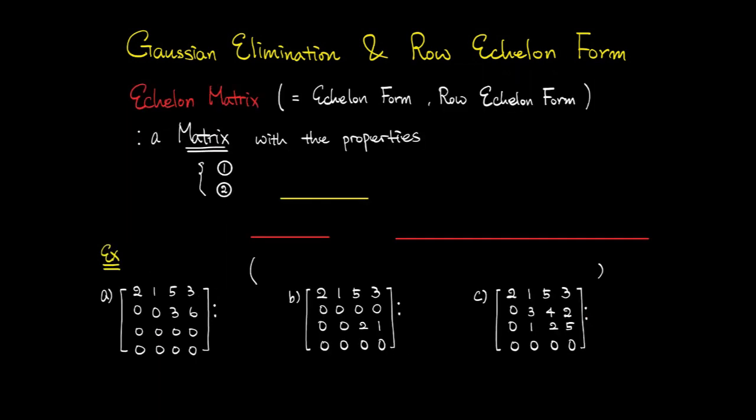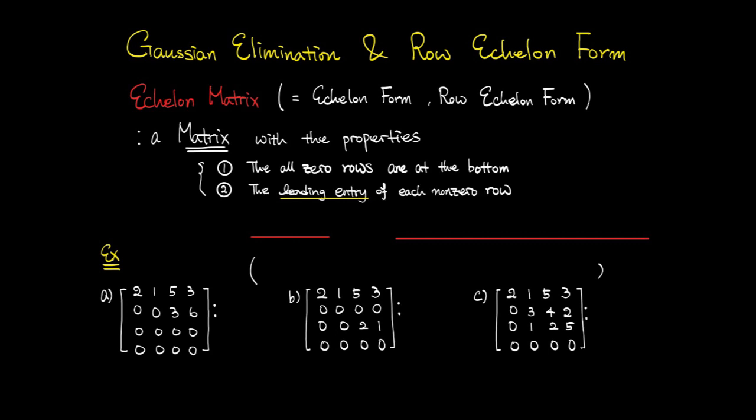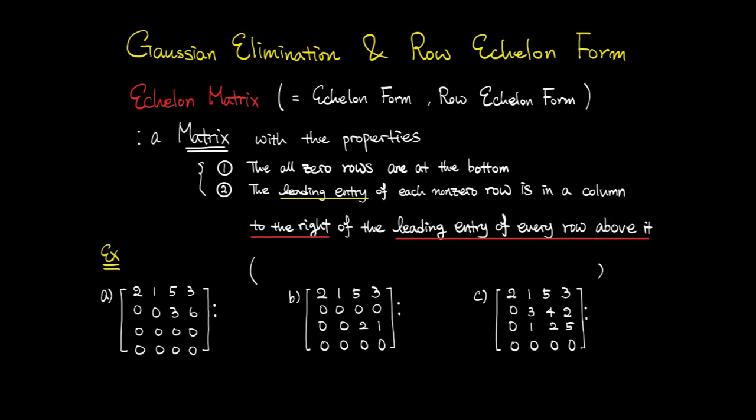Now, let's define an echelon matrix, which is also called an echelon form or a row echelon form. This is a matrix with the following properties. First, the zero rows are at the bottom. Second, the leading entry of each non-zero row is in a column to the right of the leading entry of every row above it. Leading entry is the leftmost non-zero entry.